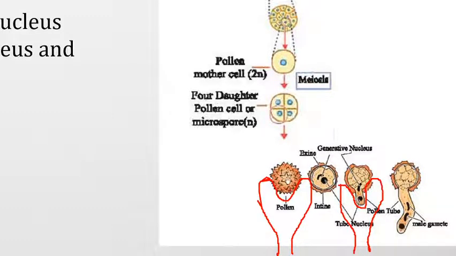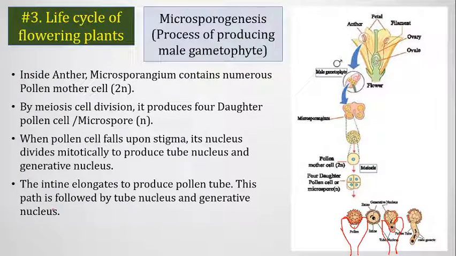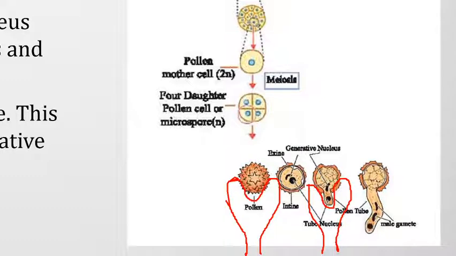Also here we see a pollen cell has two membranes. The outer membrane is called exine and the internal membrane is called intine. The intine, the inner membrane, elongates to produce the pollen tube. The intine increases in size and moves downward, so it produces a path through the stigma and the style, and this path is created by the tube nucleus.